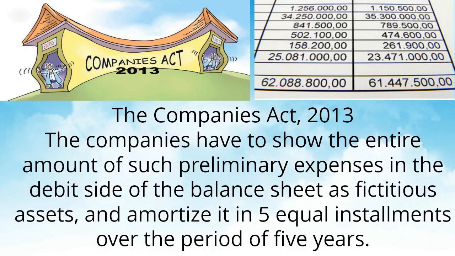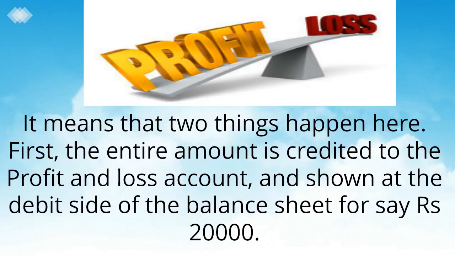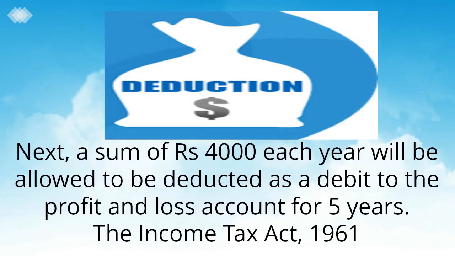The Companies Act 2013. The companies have to show the entire amount of such preliminary expenses in the debit side of the balance sheet as fictitious assets and amortize it in 5 equal installments over the period of 5 years. It means that two things happen here. First, the entire amount is credited to the profit and loss account and shown at the debit side of the balance sheet for say rupees 20,000. Next, a sum of rupees 4,000 each year will be allowed to be deducted as a debit to the profit and loss account for 5 consecutive years.